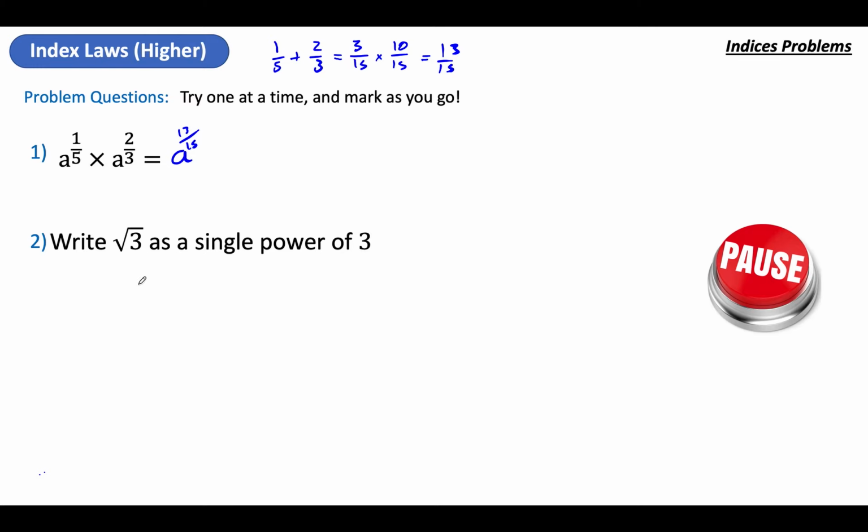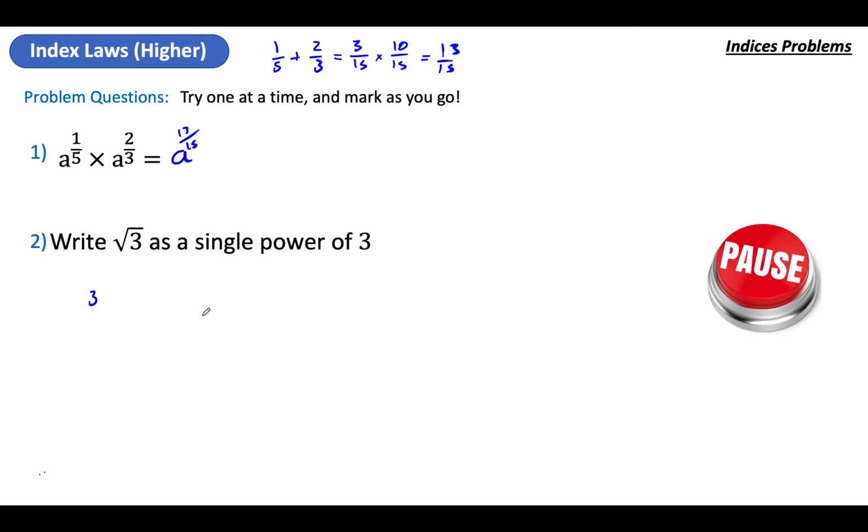Okay, I'm guessing you've unpaused. Right, root 3 as a single power of 3. So I want to go from 3 to root 3. Well, that's quite easy, really, isn't it? Because, oh, hang on, no. What am I doing here?